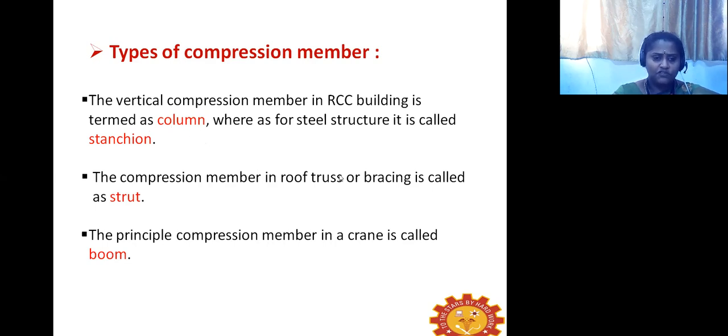A compression member in roof trusses or bracings is called a strut. A strut is also a member subjected to compression, but the only difference is the length of the member. Based on the length of the member and the location where it is placed, we give different names for the elements. So the compression member in roof trusses or bracings is called a strut. And third, the principal compression member in a crane is called a boom.